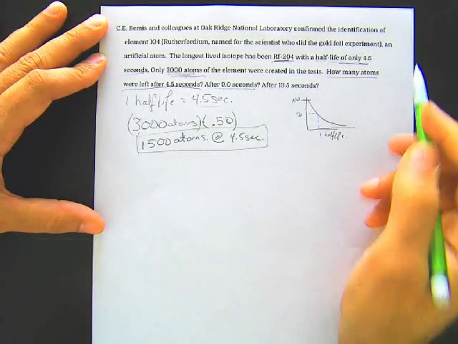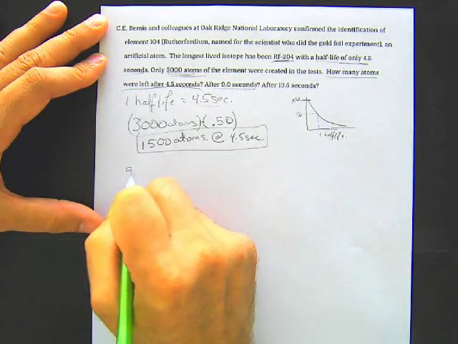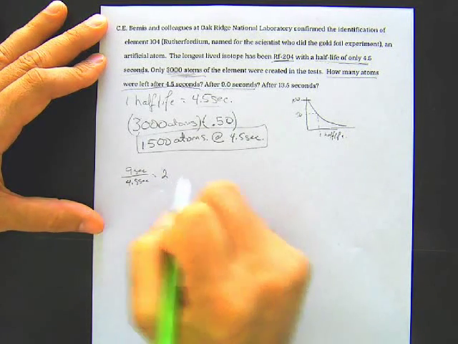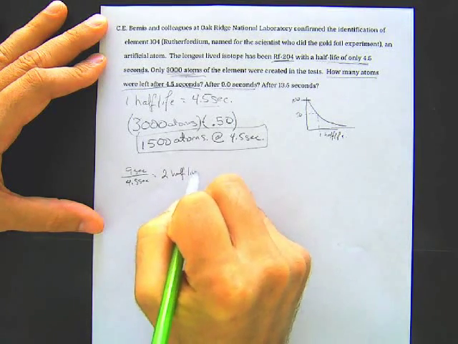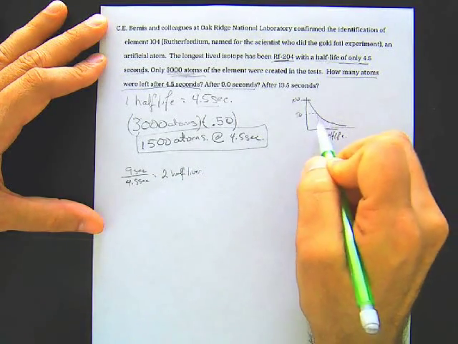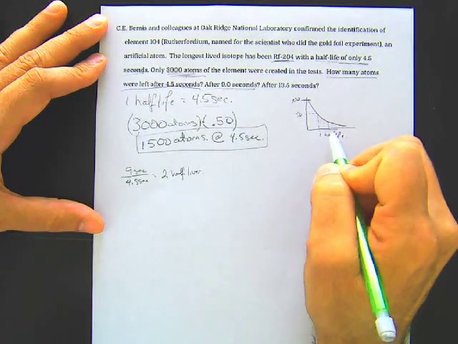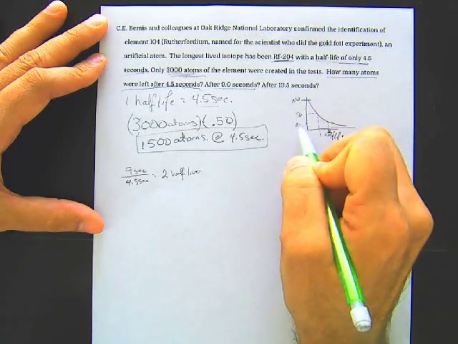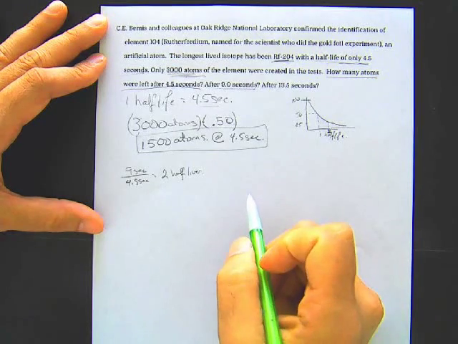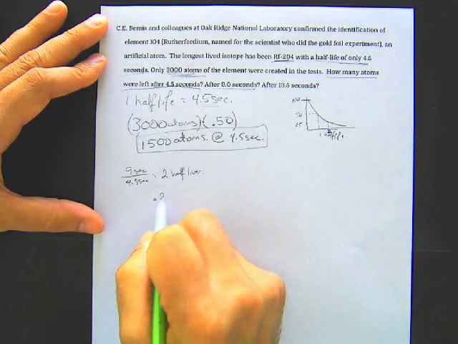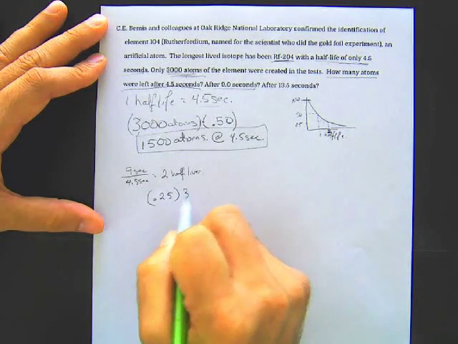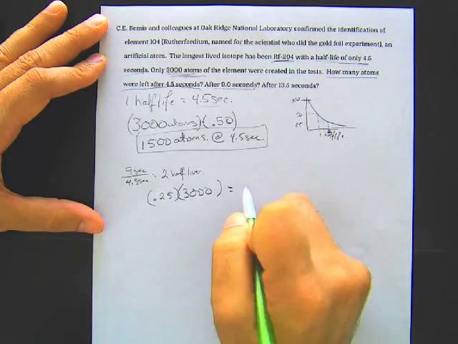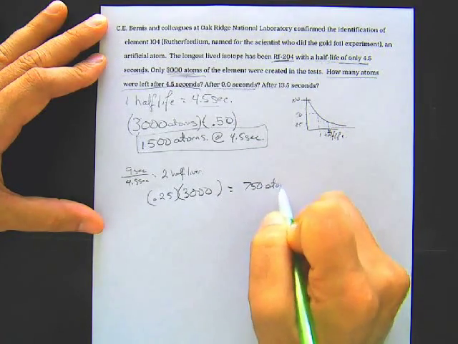Alright, let's look. 9 seconds. How many half-lives is that? 9 seconds divided by 4.5 seconds is 2 half-lives. If 2 half-lives have passed, how much is left? Half of the half. So now we're down to 25%. So 25% of 3,000, the original number of atoms, is going to be 750 atoms.